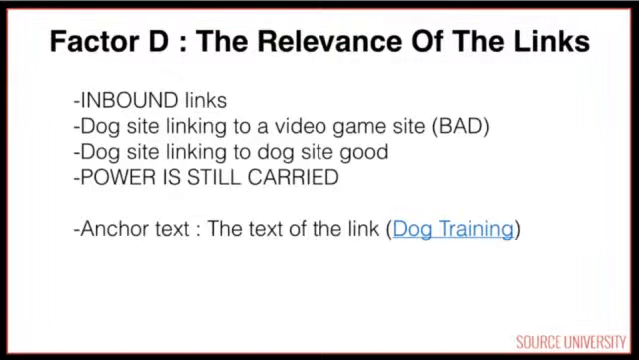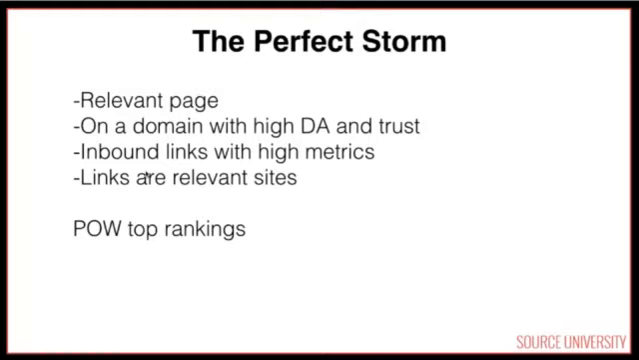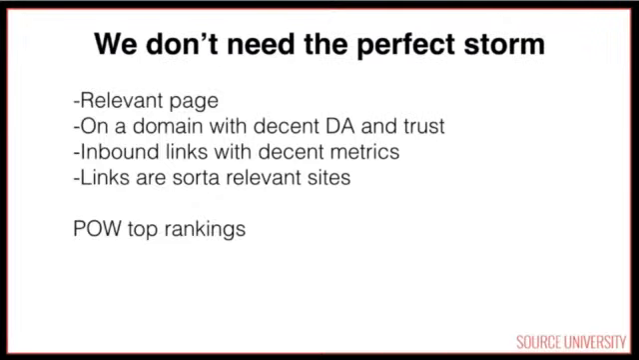Now a few things I want to get into really quickly. What would be the perfect storm? If we can go out there and we can create a relevant page on our website that is also a relevant domain, on a domain that we own with high domain authority and trust in Google's eyes, where the links coming into that page have high metrics, aka high domain authority, high page authority, all kind of stuff like that, and the links are coming from relevant sites, we're going to get top rankings. That's essentially all there is to showing up highly in Google. Now, what you need to understand before we get anything is we don't need the perfect storm.